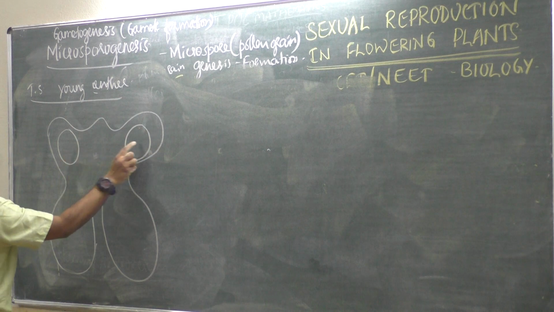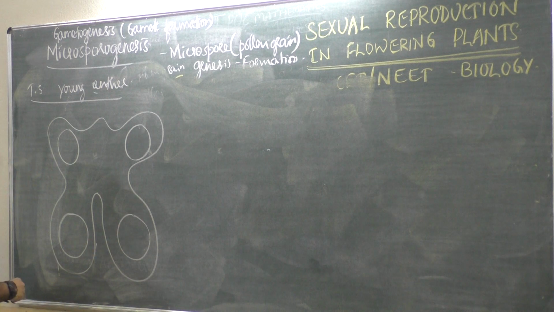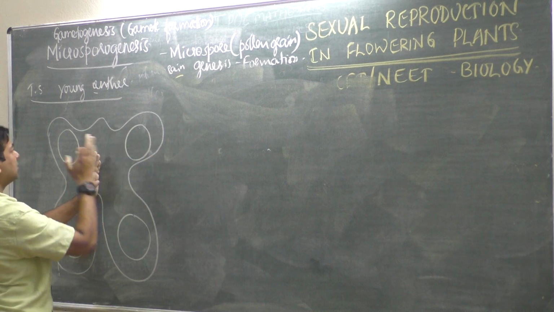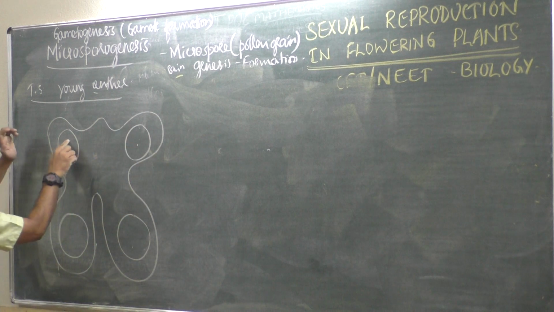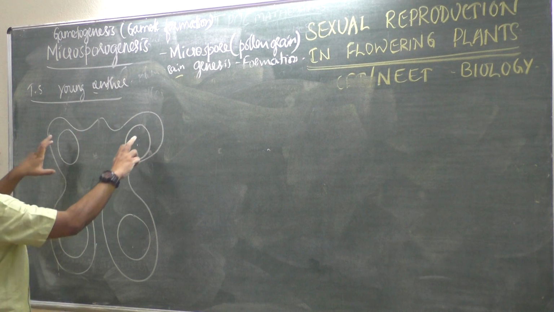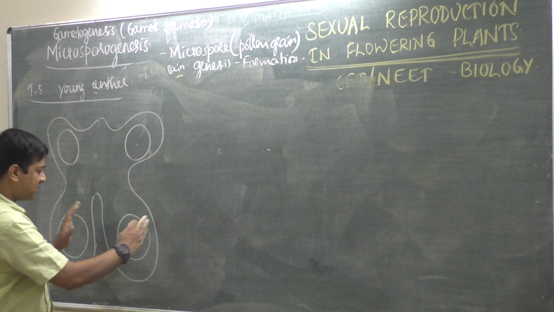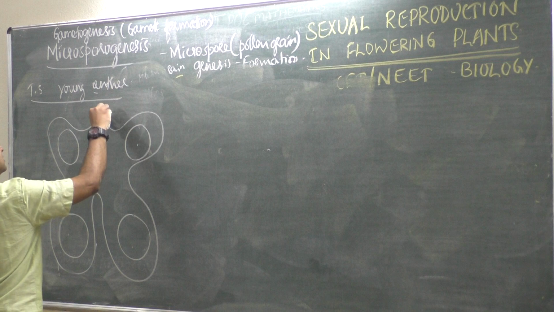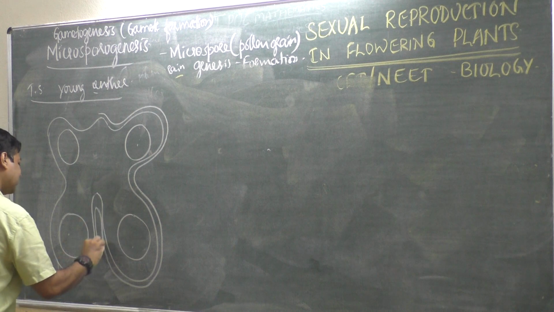This is one microsporangium, this is another, this is the third and this is the fourth. If you cut in the center, this is one lobe and this is the other lobe. One lobe has two microsporangia and the other lobe has two microsporangia. These two wings are one lobe, these two wings are the other lobe. This is a young anther, completely closed, nowhere open. It is dithecous, so you have to draw a double layer here: two theca layers, two coverings.